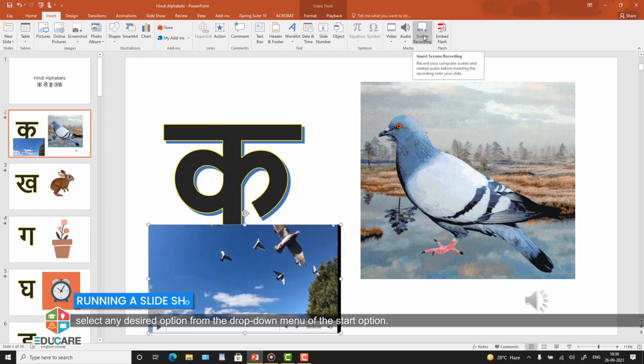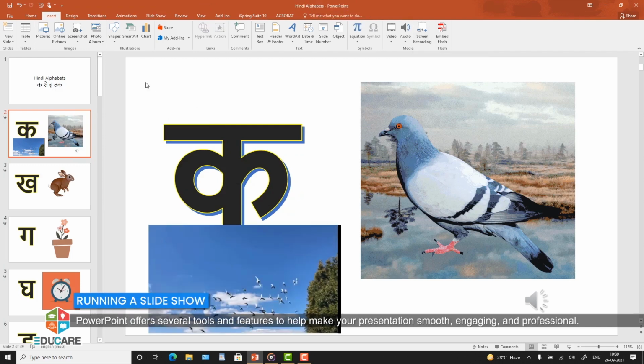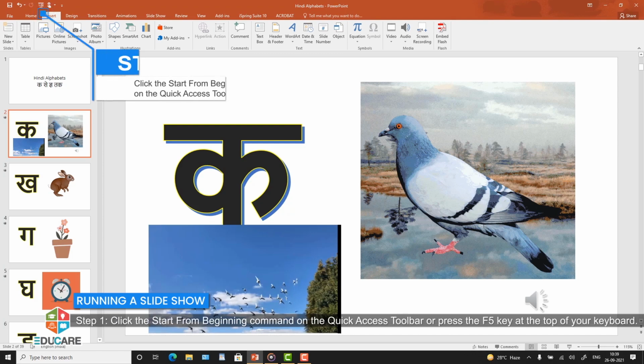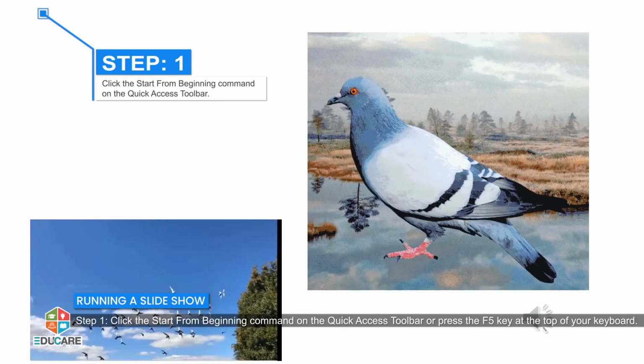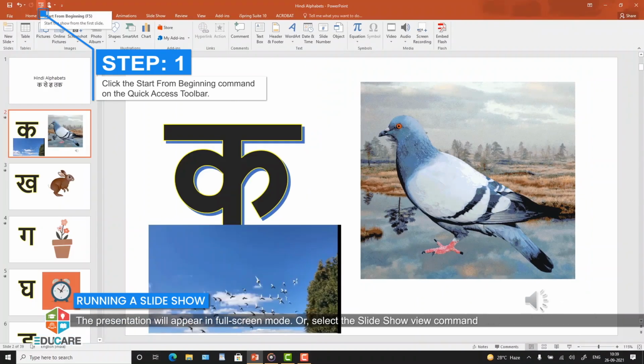Running a slideshow. PowerPoint offers several tools and features to help make your presentation smooth, engaging, and professional. Once your slideshow is complete, you will need to present it to an audience. There are several ways you can begin your presentation. Follow the steps given below. Step 1. Click the Start from Beginning command on the Quick Access toolbar or press the F5 key at the top of your keyboard. The presentation will appear in full screen mode.